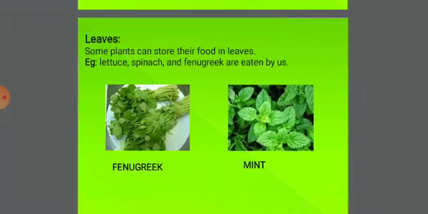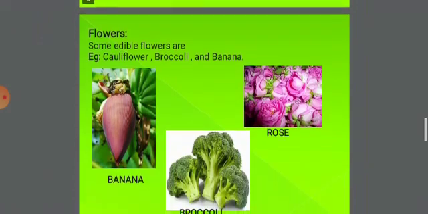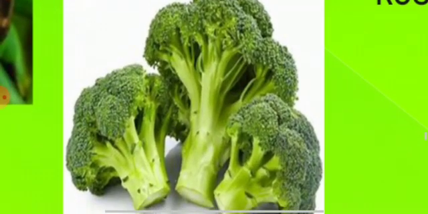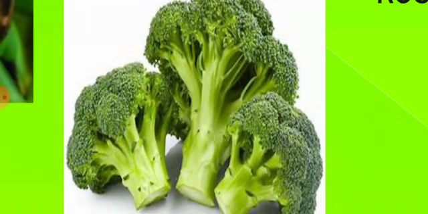The next one is flowers. Flowers of plants such as banana, broccoli, rose, cauliflower, these are all flowers eaten by us. Now look at the picture. Banana flowers are cooked and eaten by us in various parts of the country. The next one is broccoli. Broccoli is a flower which can be eaten by us. It can store its food in the flowers.